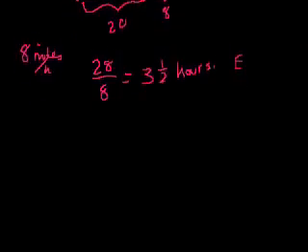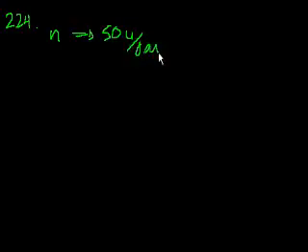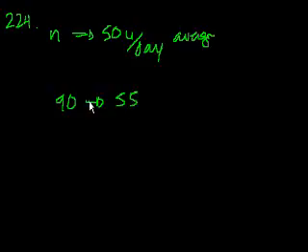Next question, 224. For the past n days, the average daily production at a company was 50 units. So for n days, 50 units per day average. If today's production of 90 units raises the average to 55 units per day, what was the value of n?